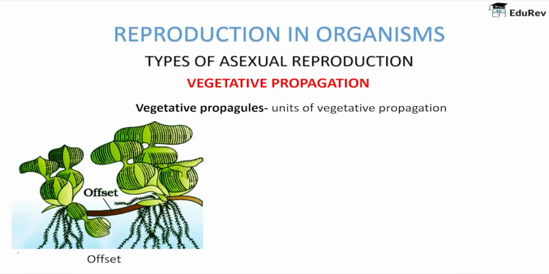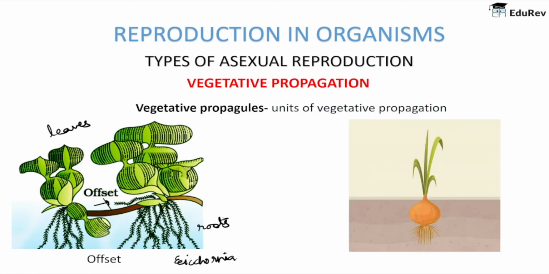Next up is the offset. It is a modification of stem in which a lateral branch with short internode and each node bearing a rosette of leaves and tuft of roots is present. So offset is used as a form of vegetative reproduction as well. And this type of modification is generally found in aquatic plants like Pistia and Eichhornia. So the image that you can see on your screen is the image of Eichhornia.